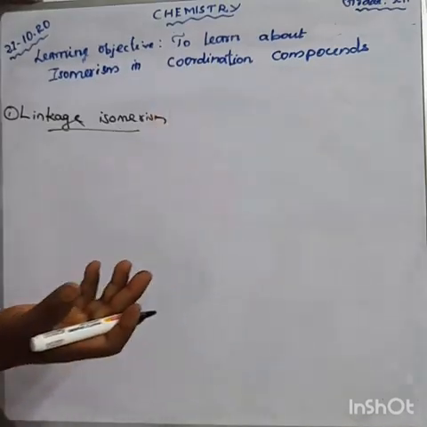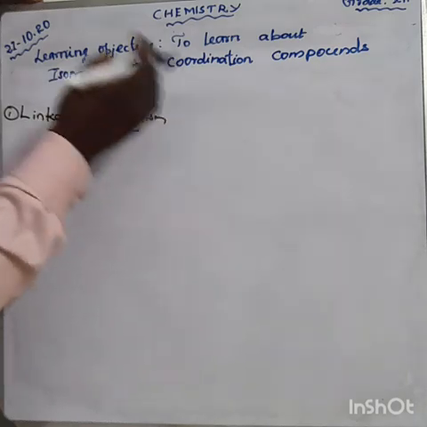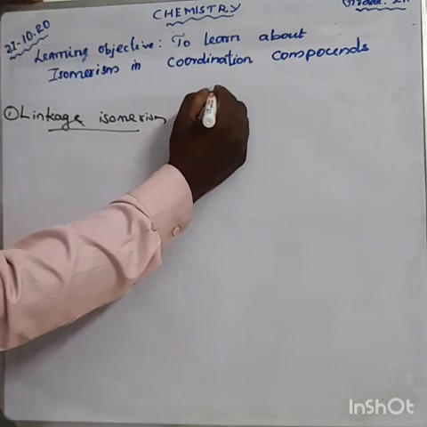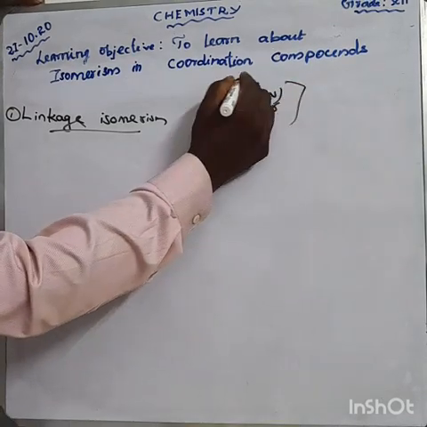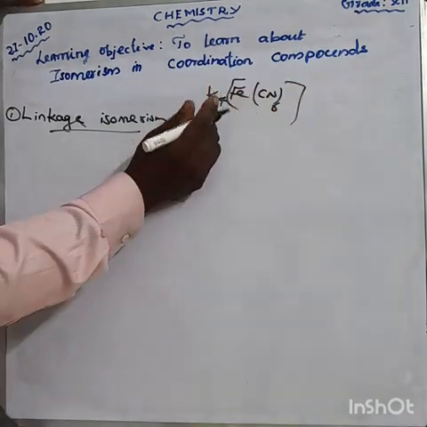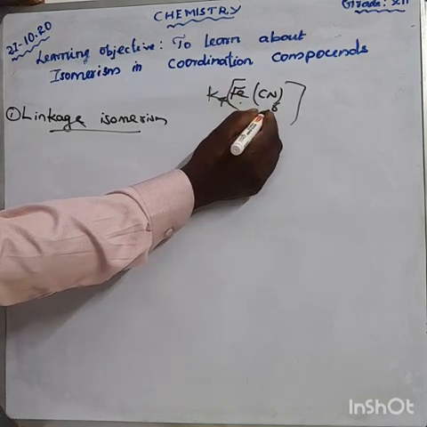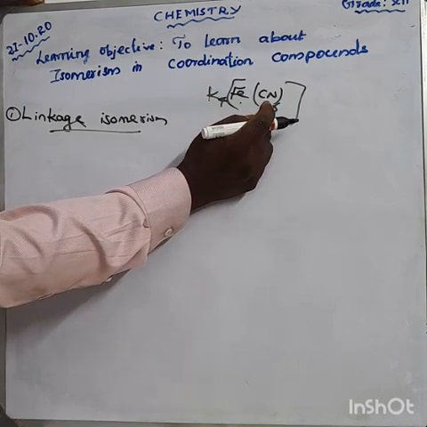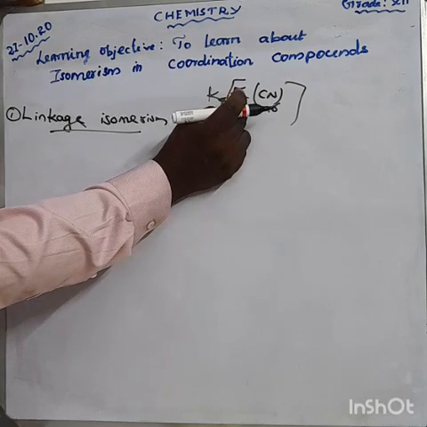In the previous video we discussed the ligand. A ligand is a group of atoms or ions attached to the central metal atom. For example, K4[Fe(CN)6]. Here, this is the counter ions, this is the central metal atom, and this is the ligand. Am I right? Here, the ligand is attached to the central metal atom.